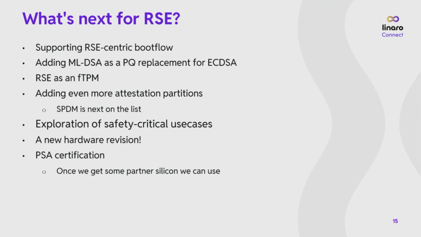All the hardware in the RSE actually has the hardware it needs to run safety critically. The problem is the software. So we're sort of assessing how much software change we would need for that to happen. And I worry that the answer is a lot. It would be good to have on the RSE, and it would allow us to have better use cases in automotive, for example. We are getting a new hardware revision sometime soon.